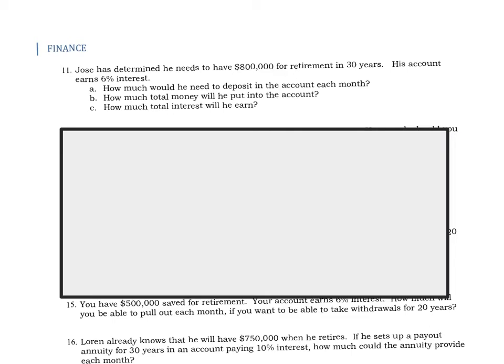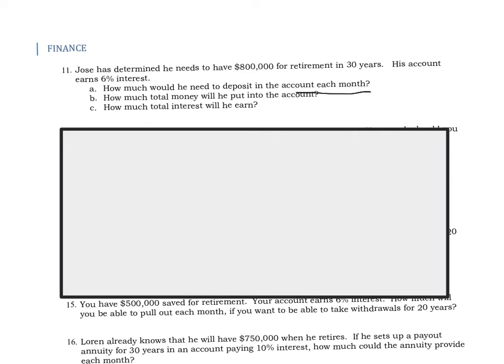Finance practice exercise number 11. Jose has determined he needs to have $800,000 for retirement in 30 years, so that sounds like something he would need in the future. His account earns 6% interest. How much would he need to deposit in the account each month? Well, since we are making a regular deposit every single month, that seems like it's a savings annuity.